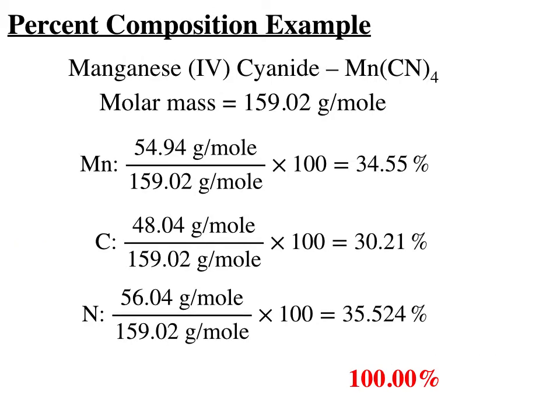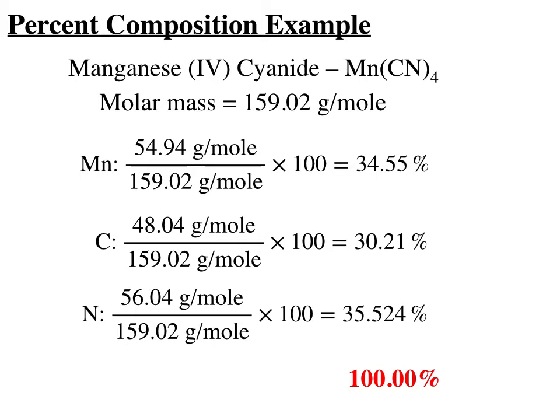For example, let's look at the percent by mass of all components of manganese 4 cyanide, Mn(CN)4. Here, when I do so, I first will total up the molar mass of the compound itself, 159.02 gram per mole. Then I will divide that into the molar mass of the manganese and multiply by 100 to convert from decimal to percent, and I get 34.55% of the compound is manganese.